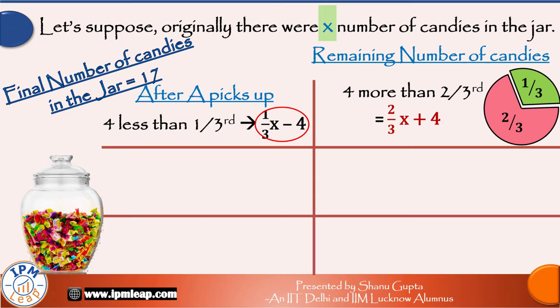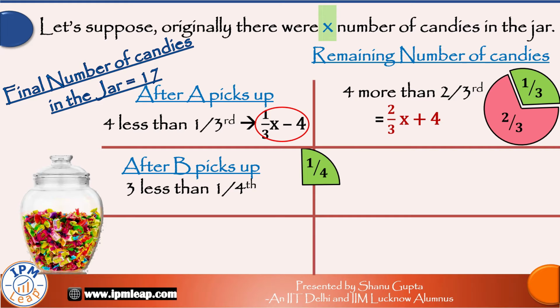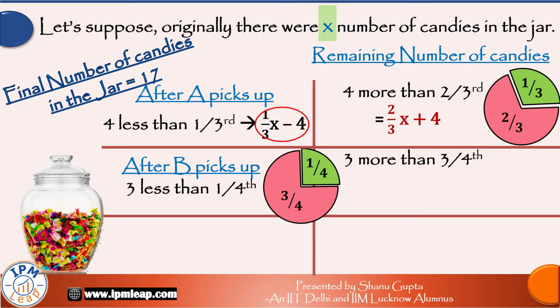Now, B picks up 3 less than 1/4 of this number. We don't really need to calculate this number for our equation. We just need the remaining number of candies at each step, isn't it? So if someone picked up 1/4 of a pie, how much would be left? The answer is 3/4. If B picked up 3 less than 1/4, how many would be left? 3 more than 3/4 of this number, correct? So 3/4 of this number plus 3 is equal to, you simplify it and get X by 2 plus 6 as the remaining number of candies after A and B have picked up their shares.